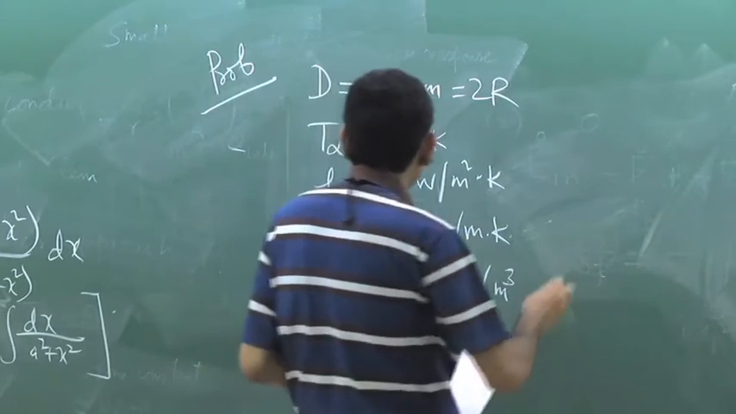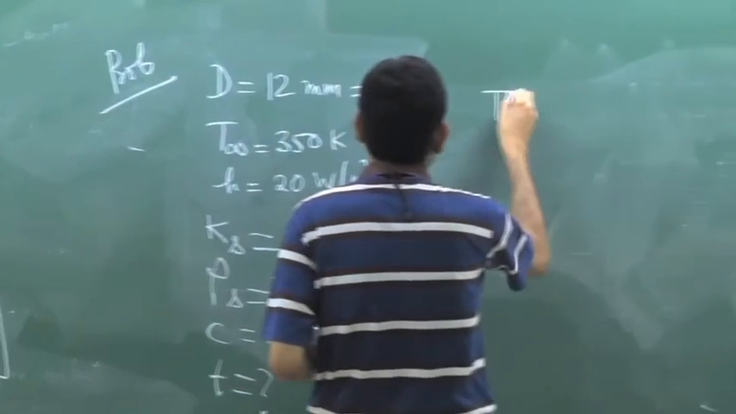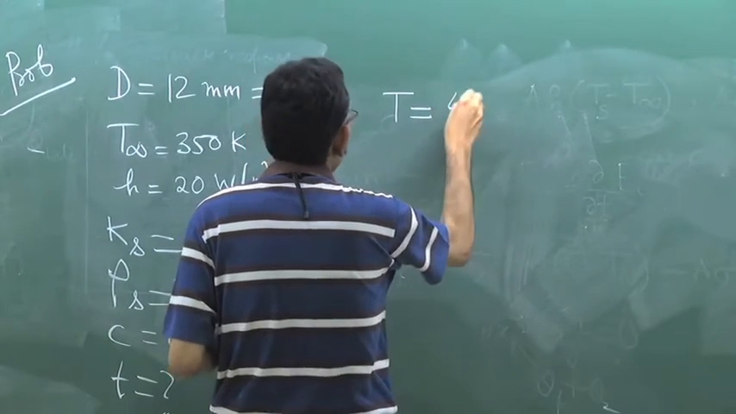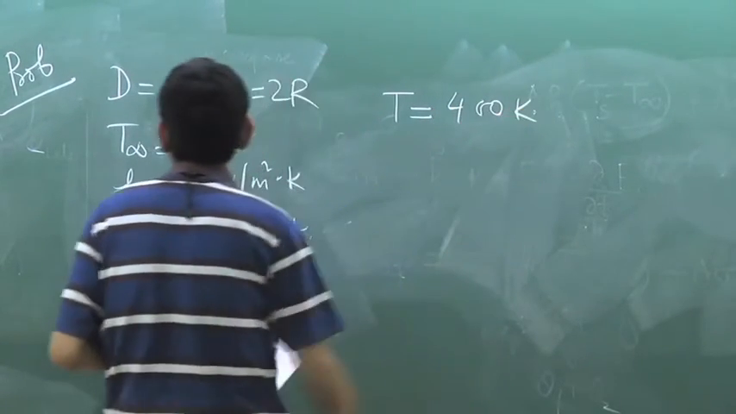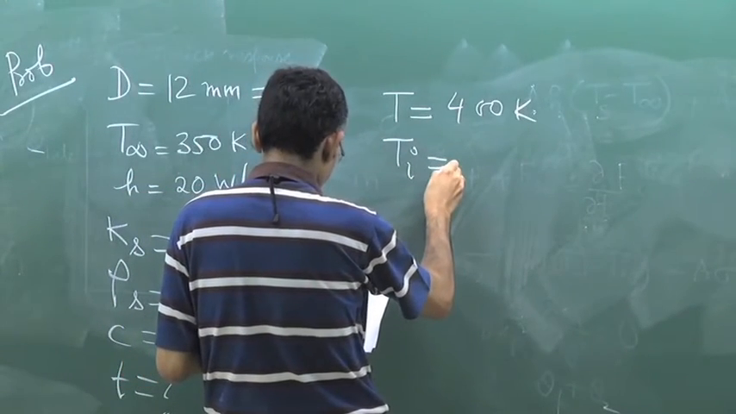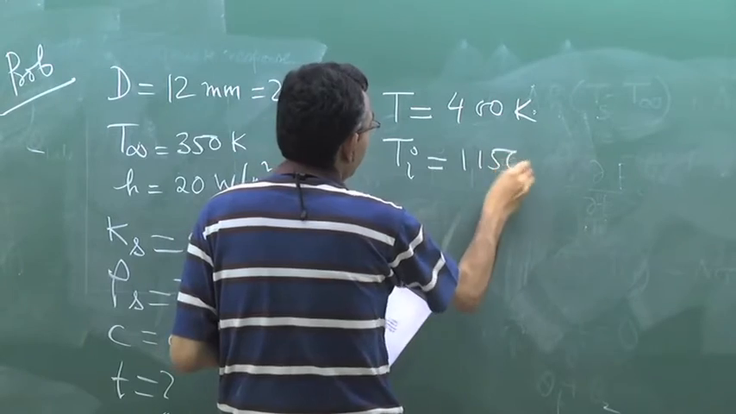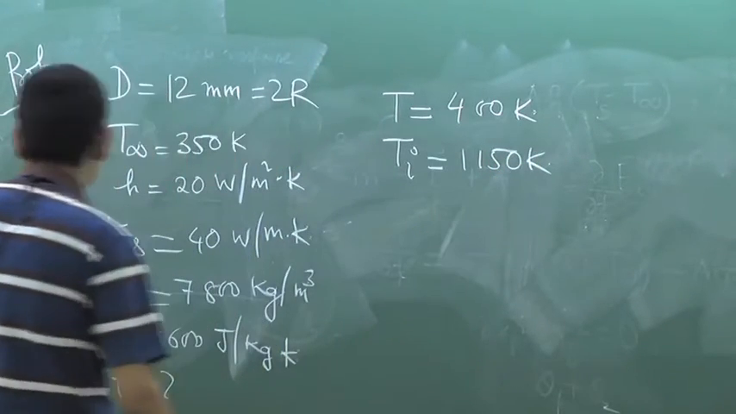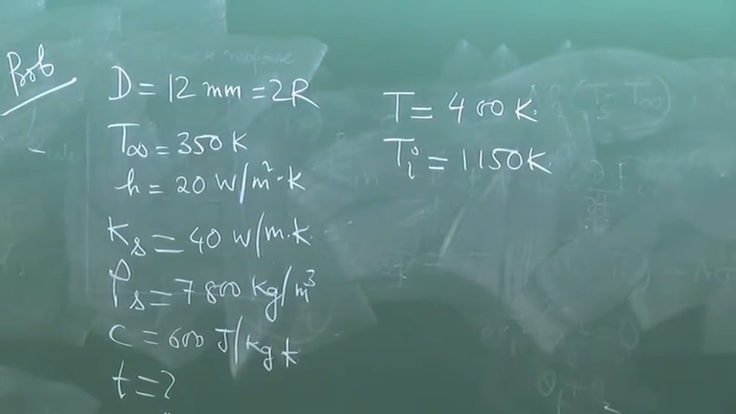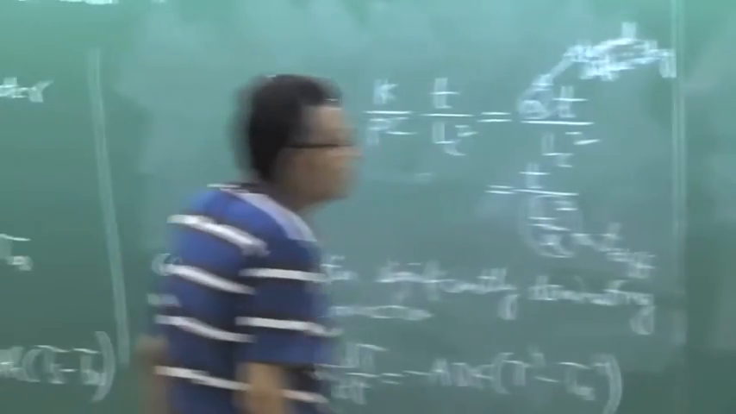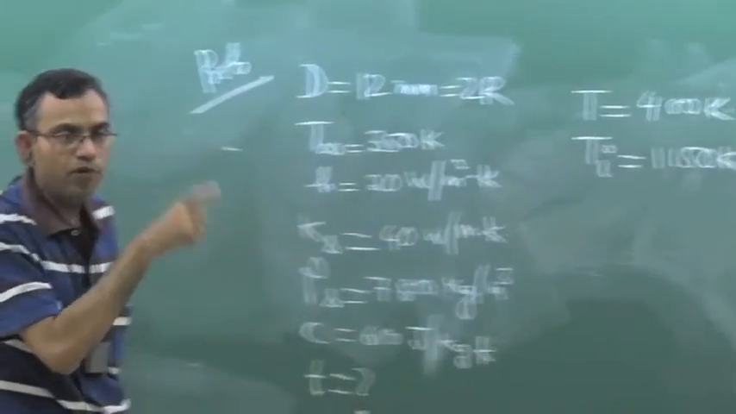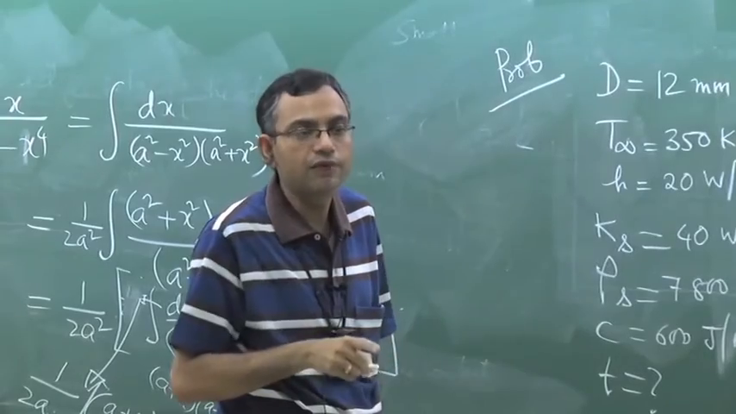So, what is the final temperature? Final temperature is 400 Kelvin, right? What is the initial temperature? 1150 Kelvin. So, we can straight away use the lumped analysis, provided we justify that the lumped analysis is valid.